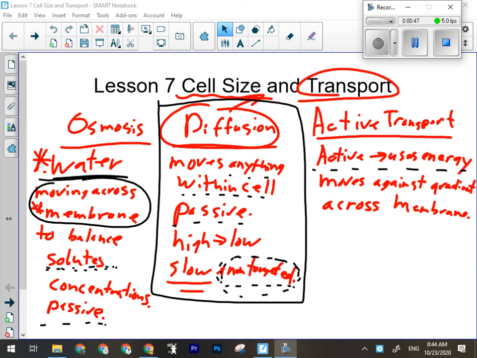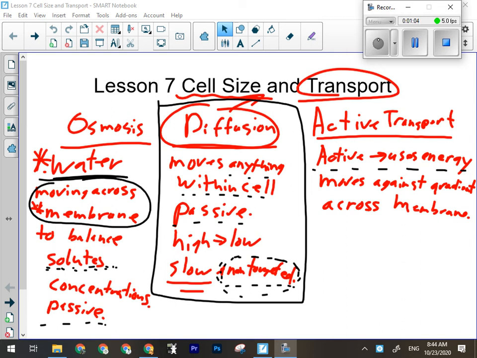Most of the time for a cell that isn't a problem because cells are small. If a cell becomes very large, at least in terms of a cell's size, big for a cell, then diffusion is going to not be as effective because it's going to take longer.